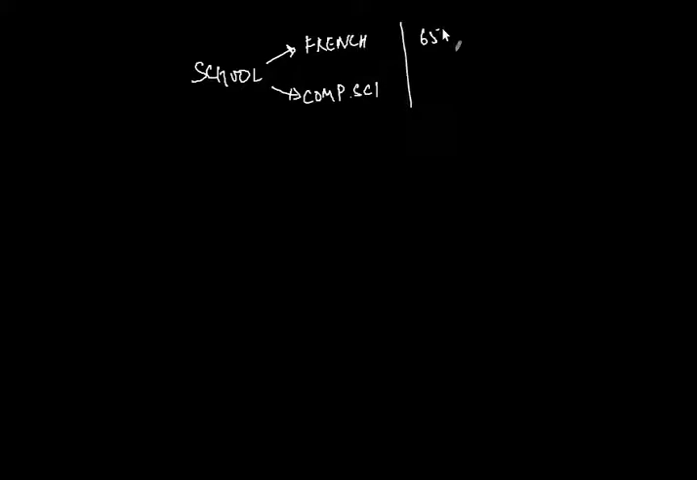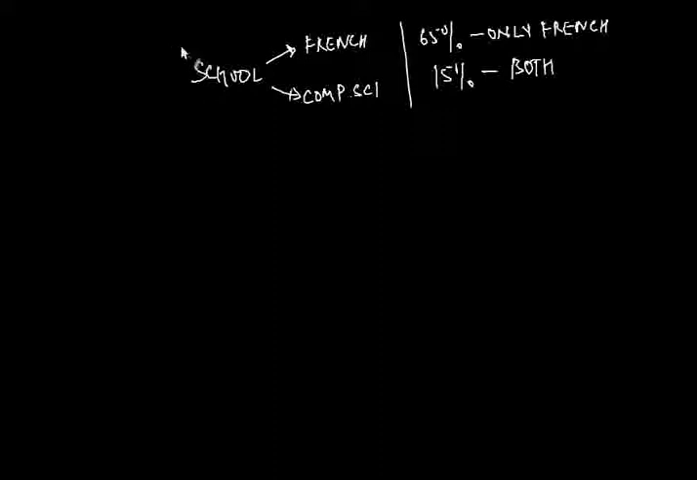Right, so this is a question on Bayes' theorem. There's a school which offers two subjects. The first subject is French, and the second subject is computer science. Only these two subjects. We are told that 65% of all students take only French, which means they study nothing else, just French. And 15% of the students study both.